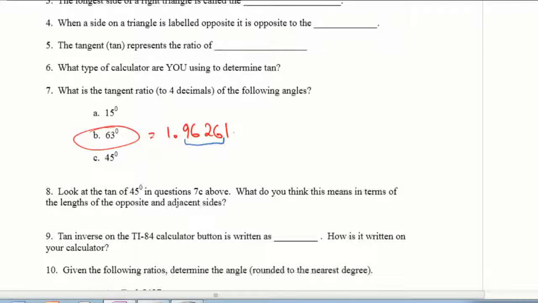I don't know if I'm missing something here, Abby. 1.96261, unless I've made a mistake, perhaps. So we just lose the 1 here, and 1.9626. That looks like 4 decimal places to me. And I'm happy with that.